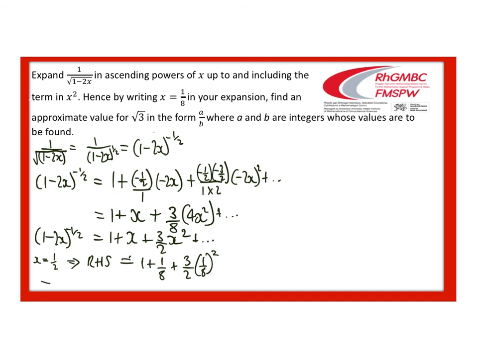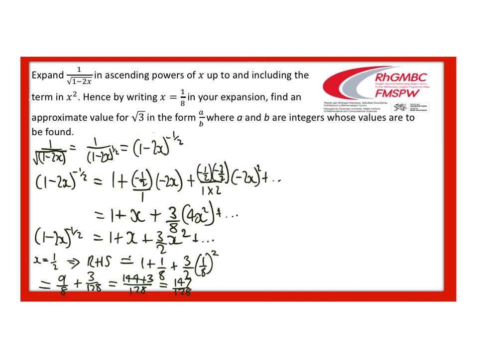So if I evaluate that, I get 1 plus 1/8 is 9/8. And then I get 3 over 2 times 1 over 64. So in the numerator, I get 3. In the denominator, I get 64 times 2, which is 128. And then tidying up, 16 times 8 gives me 128. So I get 16 times 9, 144 plus 3 over 128. So on the right hand side, this evaluates to give us 147 over 128.